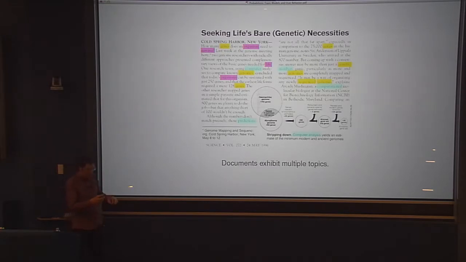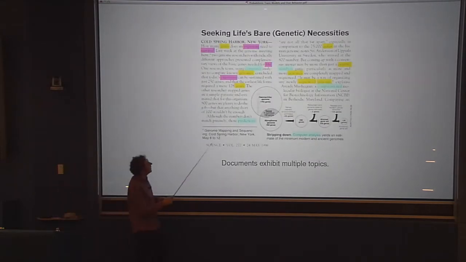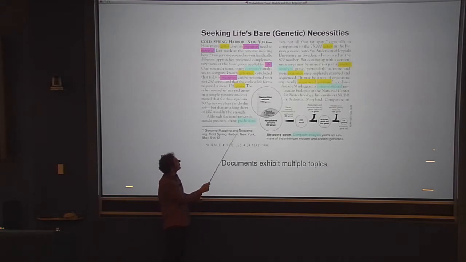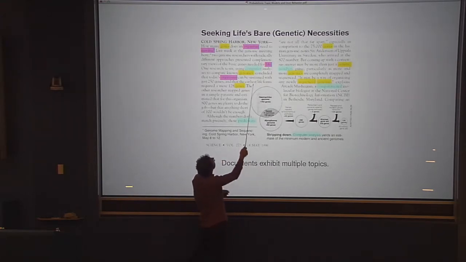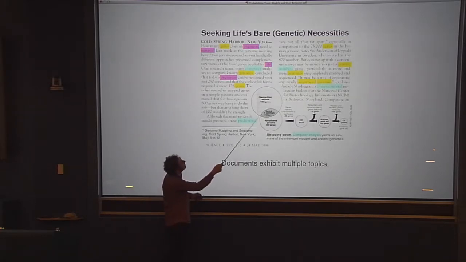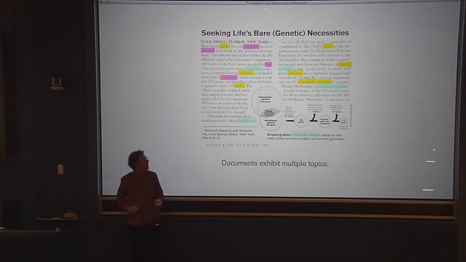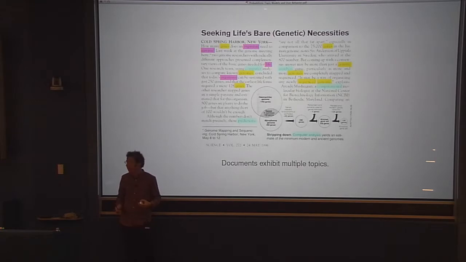And what I've done by hand here is highlighted different words with different colors. So words like predictions, computer, analysis, numbers, words about data analysis I highlighted in blue. Words like genes, genetics, sequence, genome, words about genetics I highlighted in yellow, and words like organism, survive, life, words about evolutionary biology I highlighted in pink.